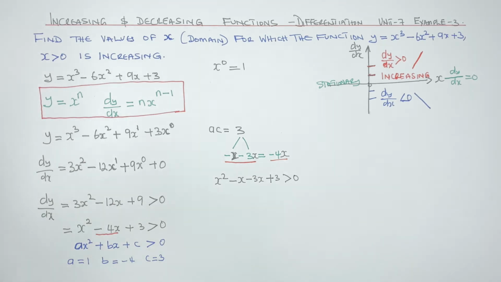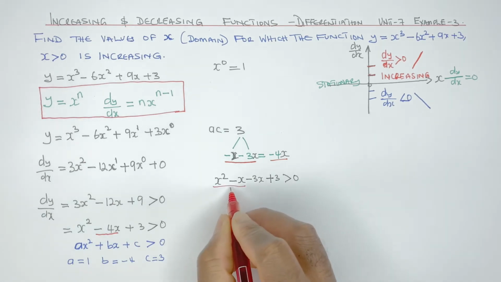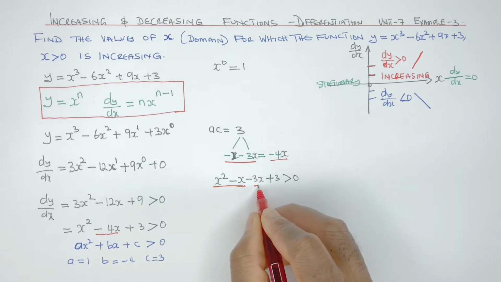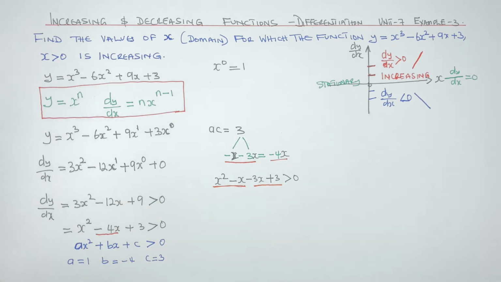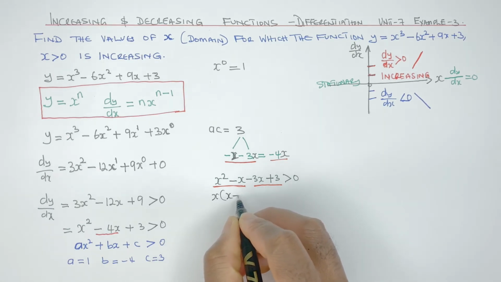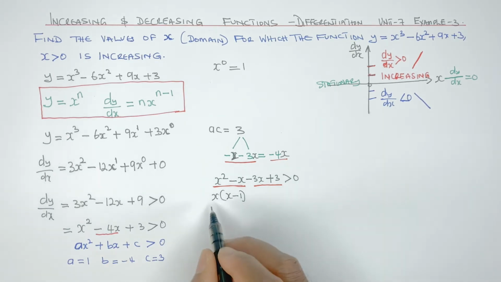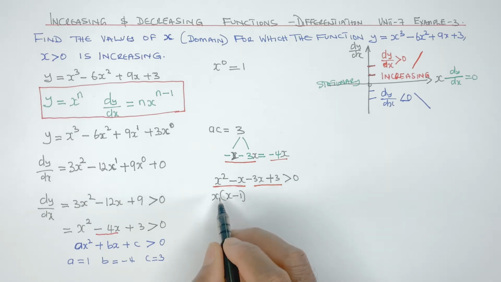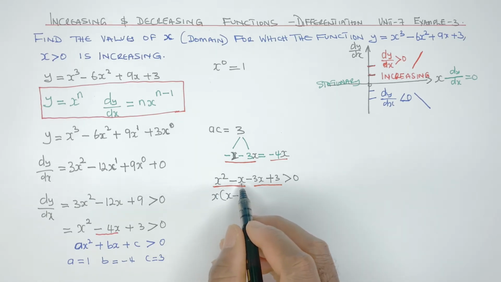I can see there's a common factor here. That's x. And another common factor here, minus 3. So if I take x out, I get x minus 1, close bracket. x times x is x squared. x times minus 1 is minus x.